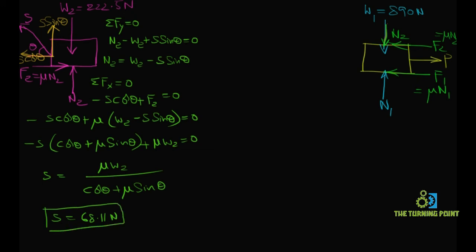Let me calculate the value of N2 by substituting in this relation. By considering this relation, N2 is equal to W2 value, which is 222.5, minus S, which I just got as 68.11, into sine 36.86. If I simplify this, I will get the value of N2. I got that as 181.64 newtons. So this is the value of N2.